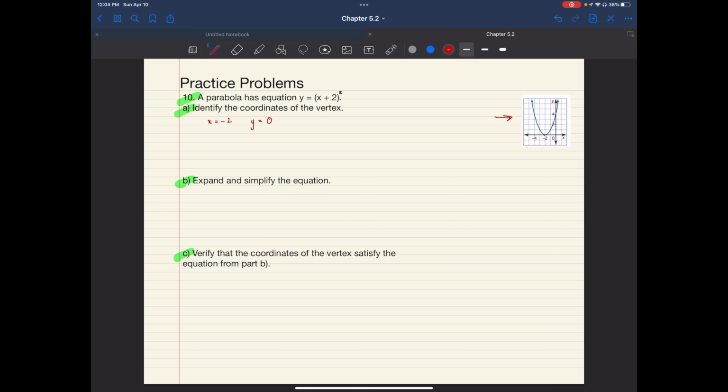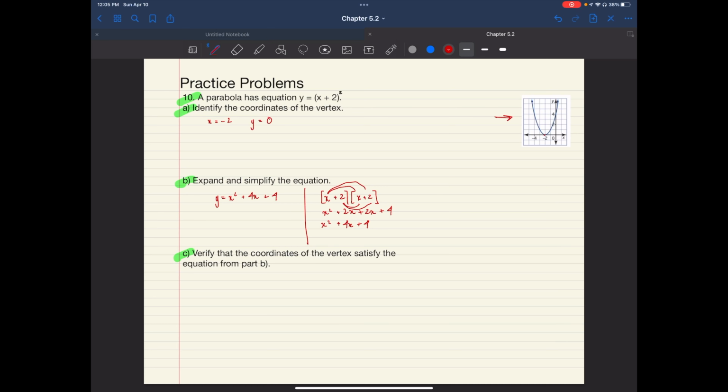Expand and simplify the equation. So y equals x squared plus 4x plus 4. Now, if we want to do it the long way, x plus 2, x plus 2. Draw on our arrows. x squared plus 2x plus 2x plus 4, x squared plus 4x plus 4.